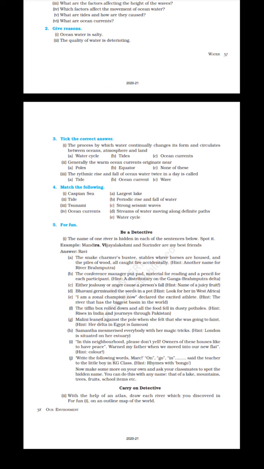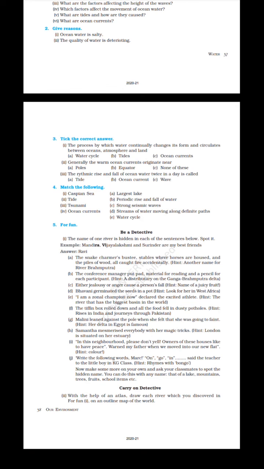For fun, be a detective. The name of one river is hidden in each of the sentences below. Spot it. Example: Mandira, Vijay Lakshmi, and Surinder are my best friends. Answer: Ravi. The snake charmer's busty stables where horses are housed and the piles of wood all caught fire accidentally. Hint: another name for river Brahmaputra.